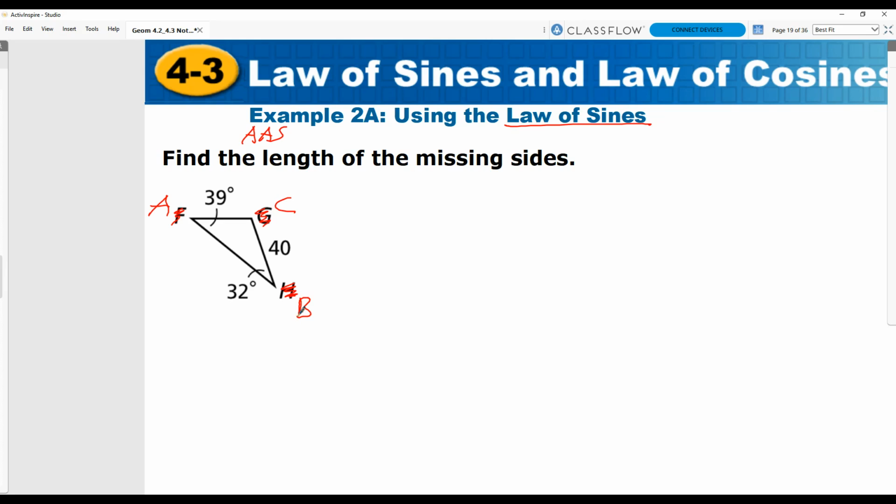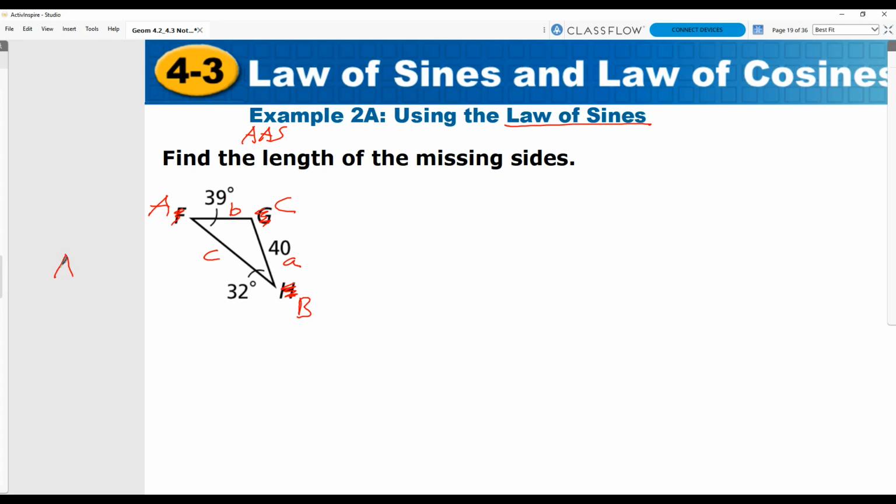Then we'll label our sides. Across from angle A, we're going to have little a. Across from angle B, little b. And across from C, little c. So we have all of our sides and all of our angles labeled. The next thing you want to do is organize the information that we know. Let's make a list of everything that we have.